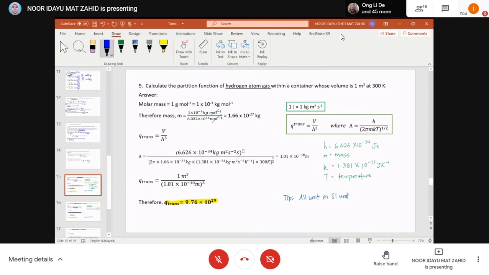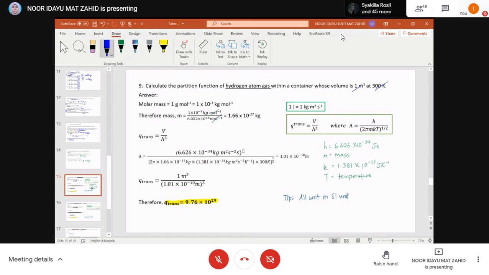Question number 9. We are still on partition function, but now we'll see the difference in the molecular partition function for translational, vibrational, and rotational modes. Calculate the partition function of hydrogen atom gas within a container whose volume is 1 meter cubed at 300 Kelvin. If you look at the question, it already gives you a hint that you should solve for q translational, because you are given the volume and temperature.